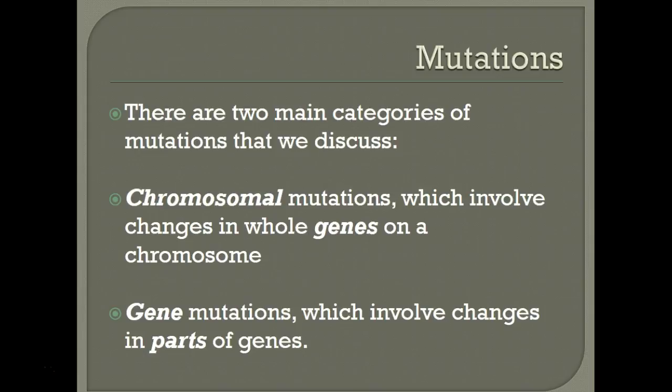So first of all, there's 2 main categories of any kind of mutations that we can discuss. One would be chromosomal mutations, which is not the focus of this target, but in a chromosomal mutation, there's changes in entire genes on a chromosome. So notice genes is plural, so that would affect multiple genes. So the focus on this target, rather, is going to be on gene mutations. Those are going to involve changes in just parts of genes. So in other words, individual nitrogen bases or letters that are in a gene.